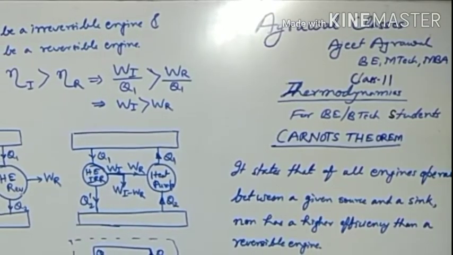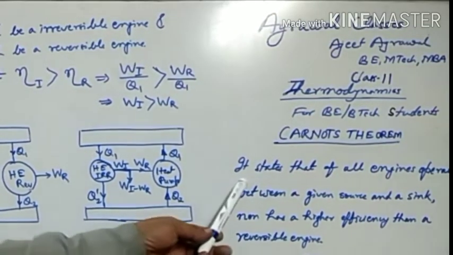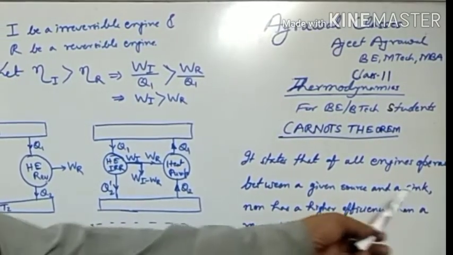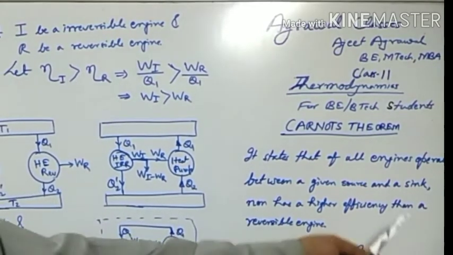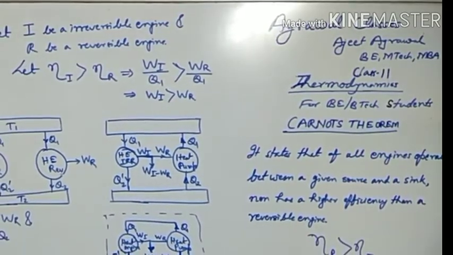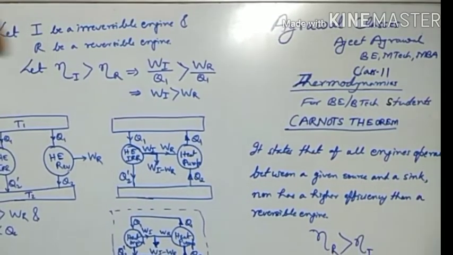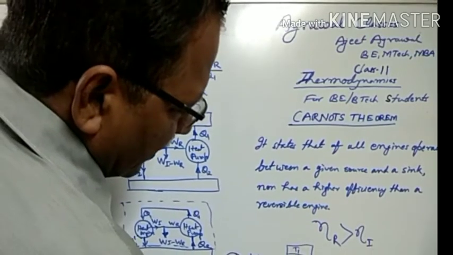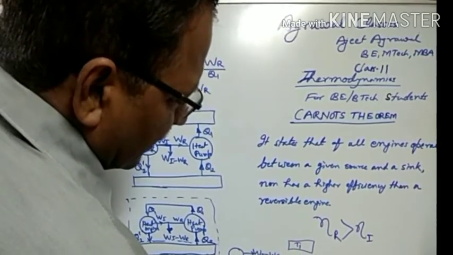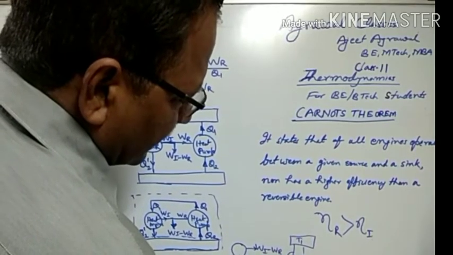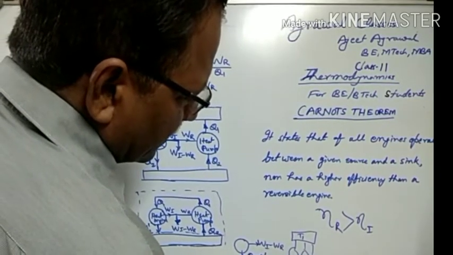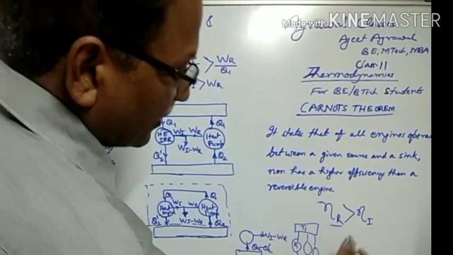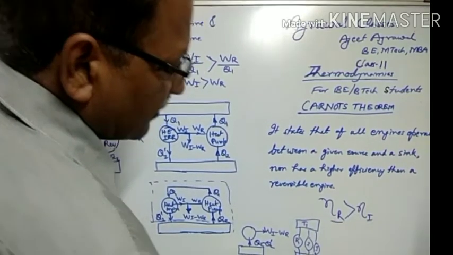Now let us consider the Carnot theorem. The Carnot theorem states that of all the engines operating between a given source and a sink, none has higher efficiency than a reversible engine. That is, if the engines are operating between two temperature reservoirs, T1 the source and T2 the sink, and a number of engines are operating, then the efficiency of the reversible engine will be higher than the efficiency of the irreversible engine.